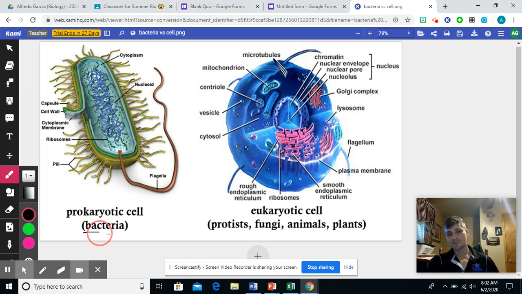Prokaryotic cells are bacterial cells. Eukaryotic cells make up everything else, right? So everything that is going to be multicellular for the most part.